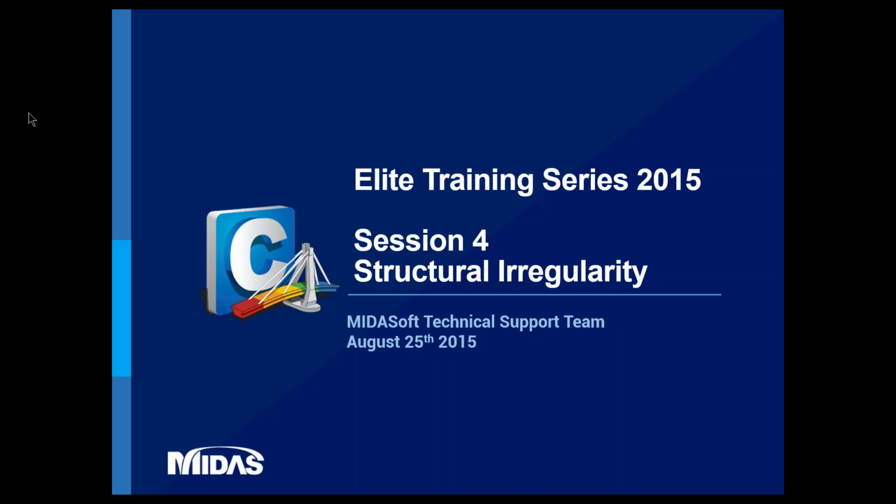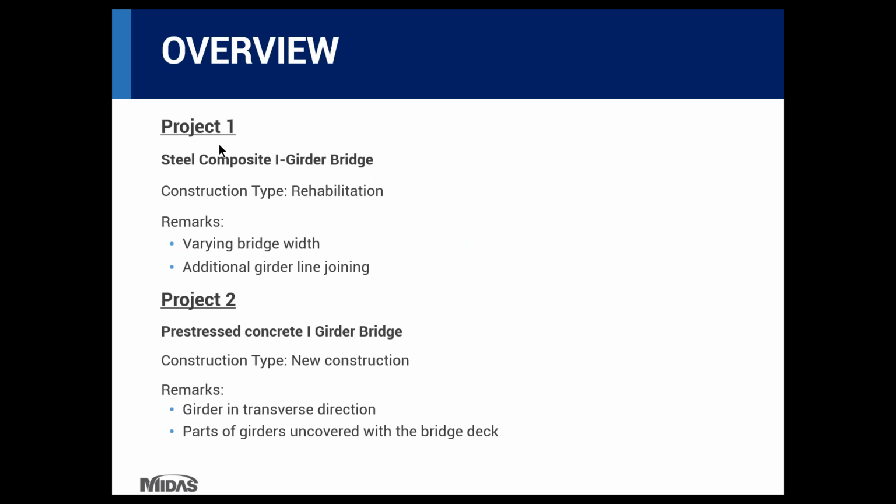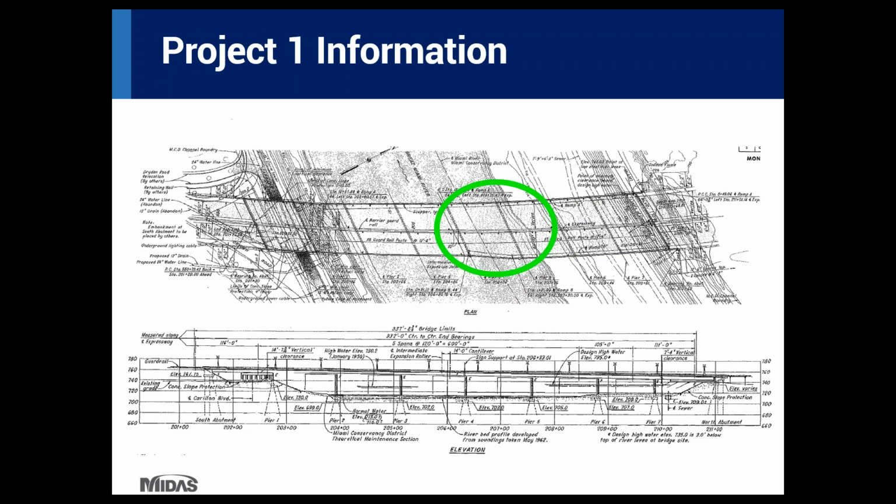Once again, today we'll be covering structural irregularity. Today I'll be covering actual projects, 2 actual projects. The first one is a steel composite I-girder bridge project. It's a rehab construction, and some of the remarks is that this structure has a varying bridge width, and there are additional girders joining. Second project is a pre-stressed concrete I-girder bridge, and some of the remarks is that the girder lies in transverse direction, and parts of girders are not covered with the bridge deck.